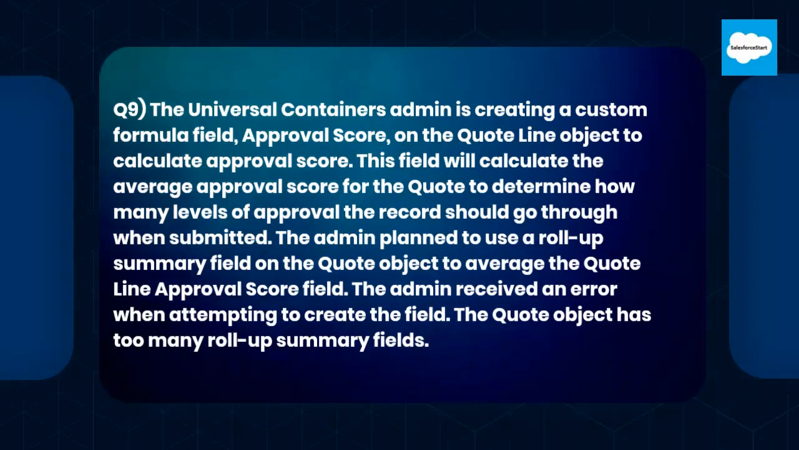Q9. The Universal Containers admin is creating a custom formula field, approval score, on the quote line object to calculate approval score. This field will calculate the average approval score for the quote to determine how many levels of approval the record should go through when submitted. The admin planned to use a roll-up summary field on the quote object to average the quote line approval score field. The admin received an error when attempting to create the field. The quote object has too many roll-up summary fields.